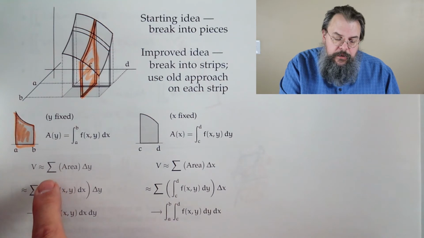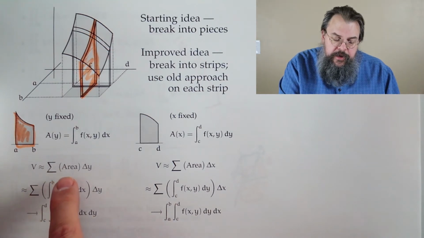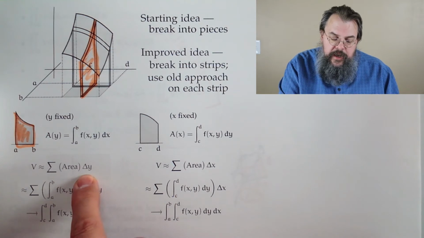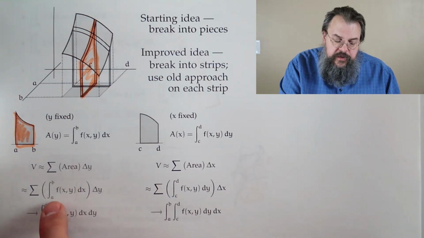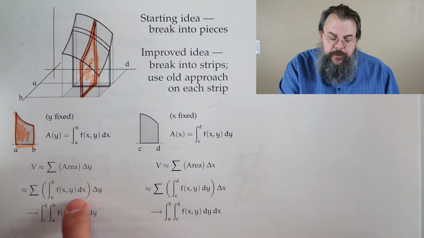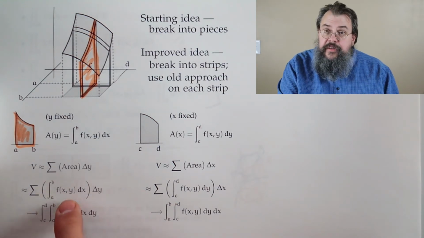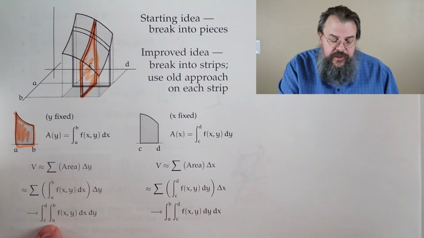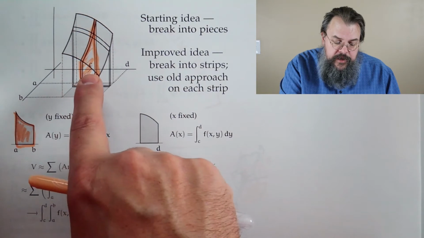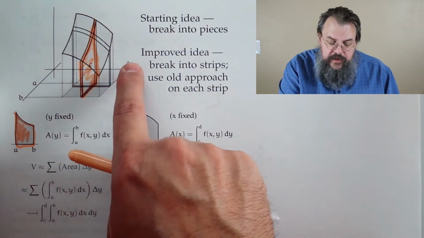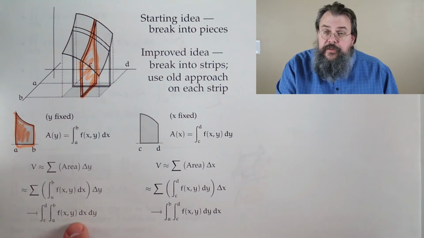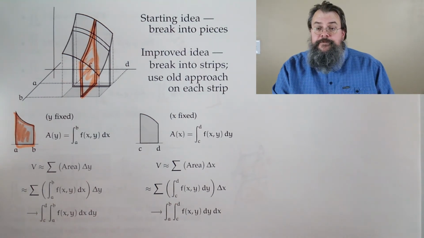So now, what's our volume? Well, we're adding up the area times the change in y. What's the area? It's the integral a to b of f of x,y dx. So we're adding up this integral. Adding up is really just integration. So you get the integral from where to where? From c to d, of the integral from a to b of f of x,y dx dy.